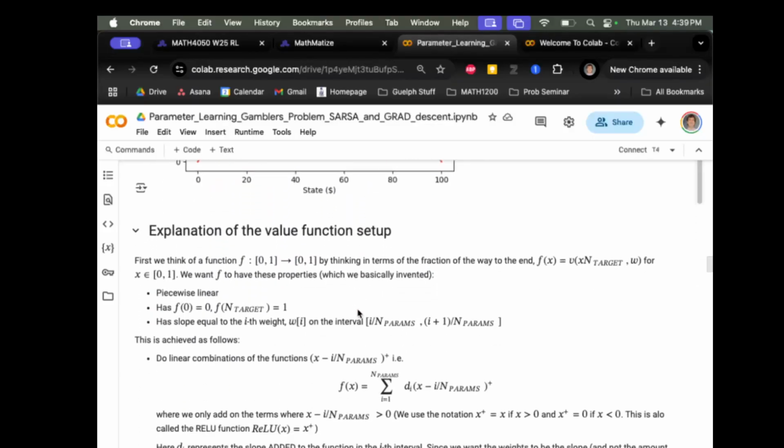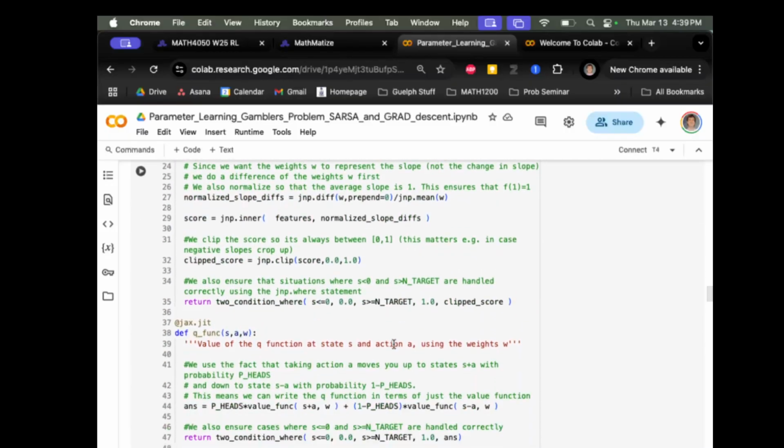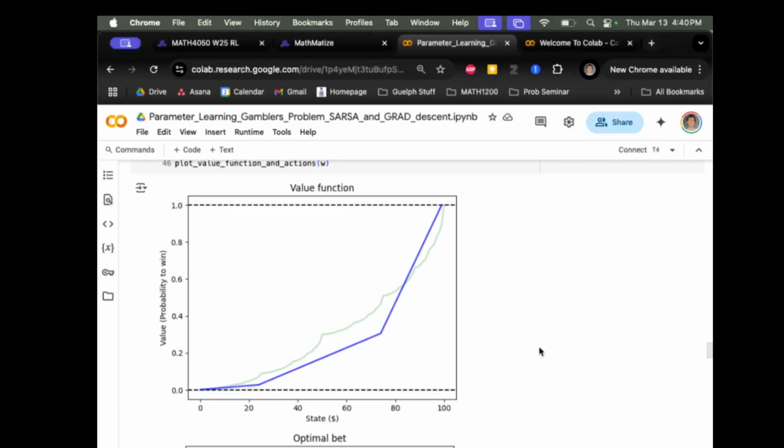What is my value function? The value function looks like this. I'll come back to this formula in a second. It has 4 parameters. It's a sum of 4 things. It's one of those linear value functions. I'll show you a picture of it. Here is what it looks like. Why are there 4 parameters in my value function? It's because my value function is a straight line that starts at 0, ends at 1, and has 4 slopes.